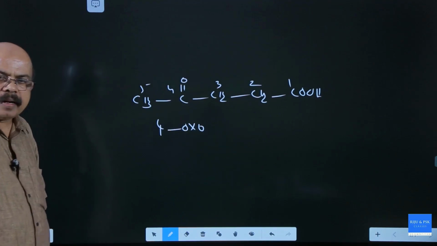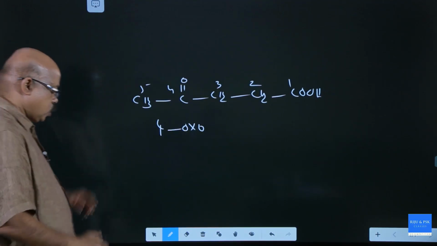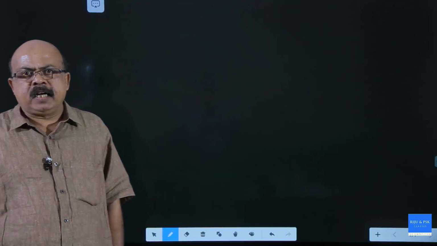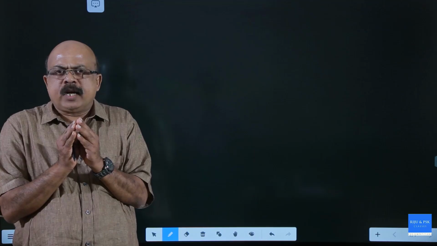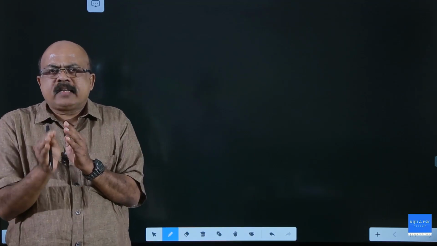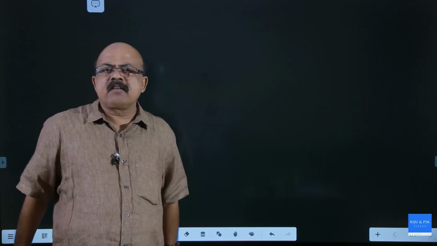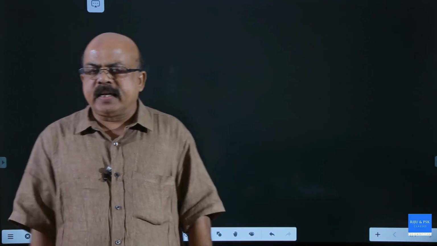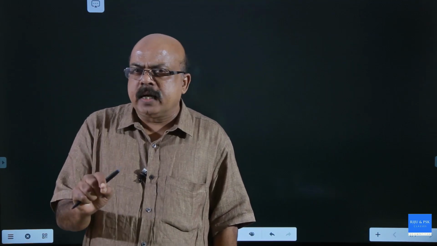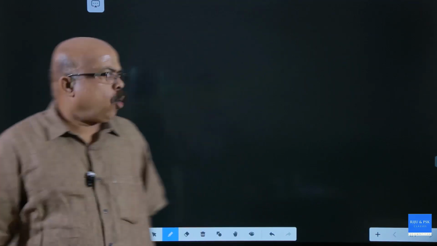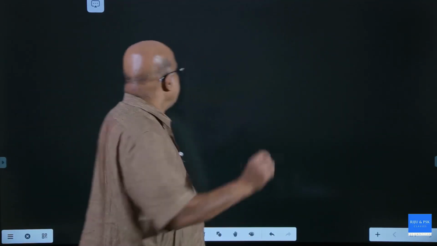4-oxo-pentanoic acid, or it is 4-keto-pentanoic acid. All right. Next one. The next functional group, according to our priority sequence: COOH group takes higher priority than SO3H, has greater priority than anhydride, ester, acid chloride, amide, nitrile, aldehyde, ketone. Next priority group is OH.